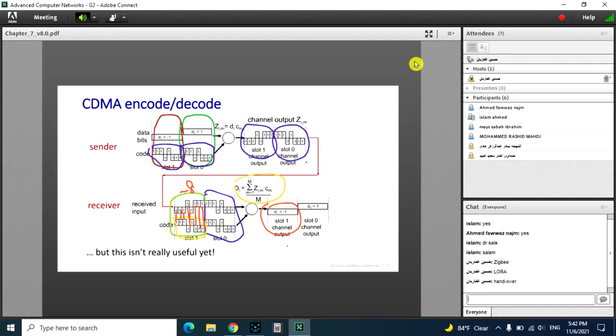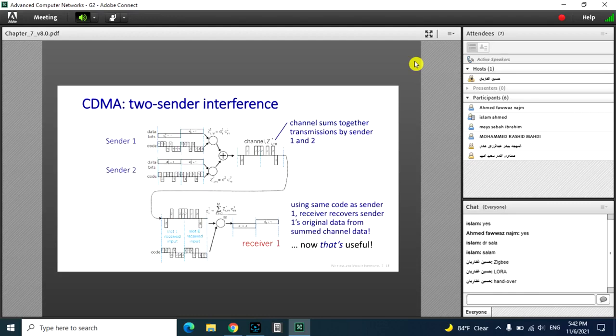Maybe someone says that okay, this is a simple example, but show me a bigger example. What will happen if I have two users sending information at the same time? Okay, this is another example. Here, I have two users with two different codes. Those codes are completely unique. Again, they multiply their code into their data and send it over the network.